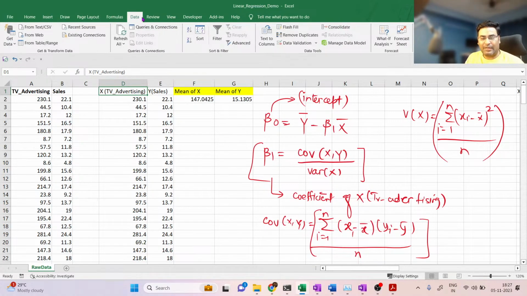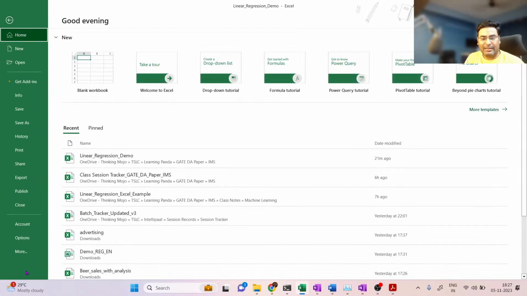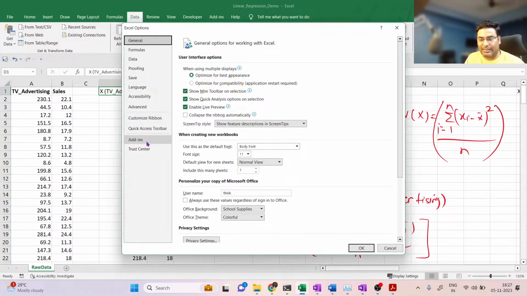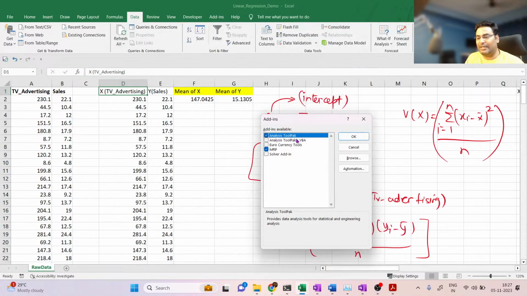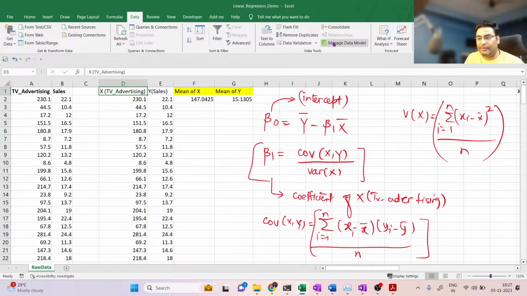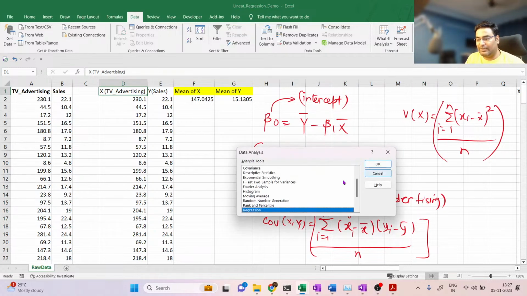Then if you have done it, I'll repeat my steps, guys. Go to file, go to options, click on the add-ins, and then click on manage Excel add-in here, focus here, and click on go. Once you go there, you will see analysis tool pack. Tool pack is there, right? Okay. And then you will see in the data tab on the extreme right, please pay attention here. You will see data analysis tab is there. Now what you have to do, you have to just click on this data analysis tab. That's what I've done. Let me repeat. Click on the data analysis tab, then it will ask for regression.